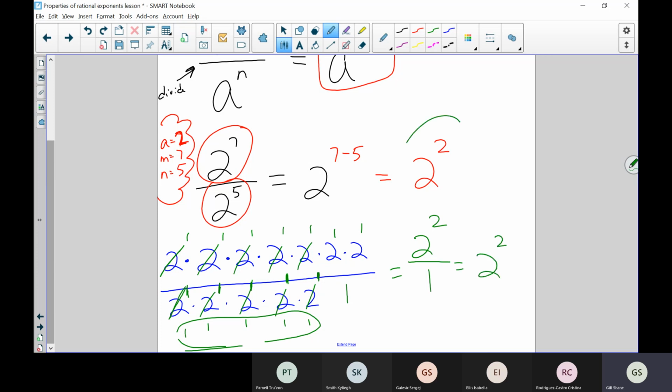So if you notice, we get the same answer. I didn't memorize the quotient formula. I just understood, well, 2 raised to the 7th is 2 times 2 times 2, 7 times up top. And then 2 to the 5th is 2 times 2 times 2, 5 times on the bottom. And then when I cancel them out, I'm just left with 2 2's on the top. 2 times 2.